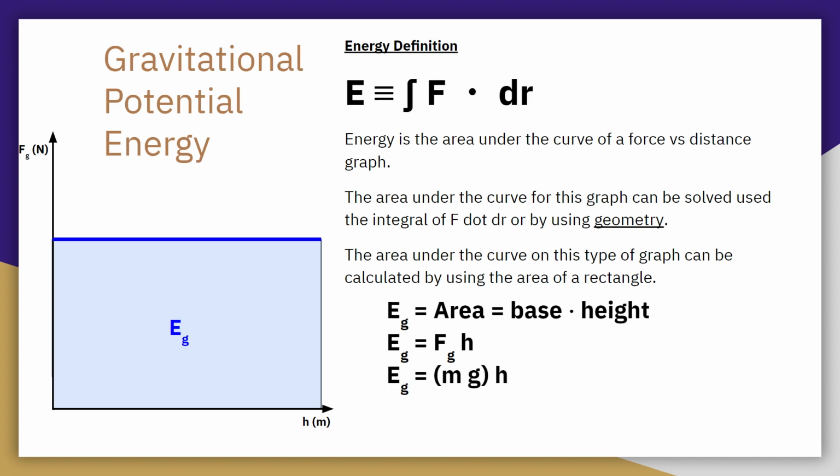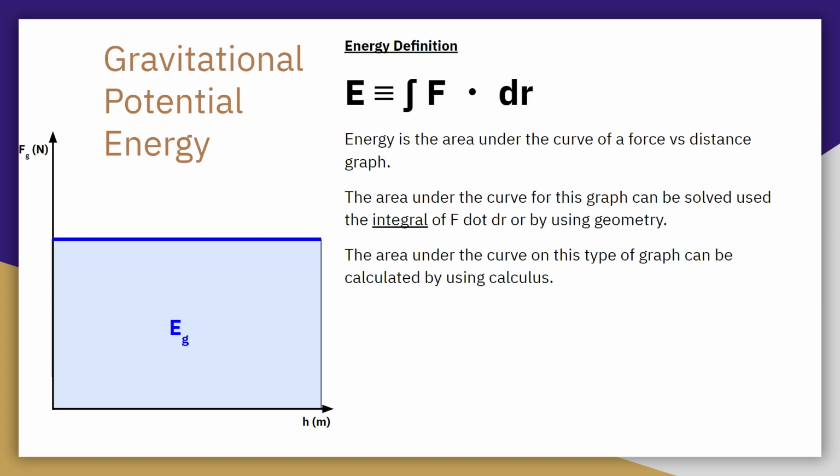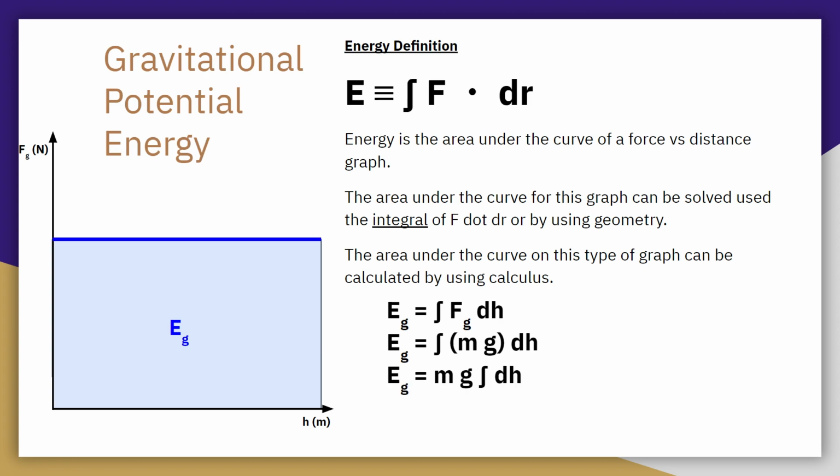The way that we solve for the force of gravity near the surface of the Earth is by taking the mass and multiplying by the gravitational acceleration. So our EG is equal to mgh. We can do the exact same thing using calculus. Our gravitational potential energy would be equal to the integral of Fg dh. Once again, Fg is equal to mg. We can take out those two constants, the mass and the gravitational acceleration. So when we integrate 1 dh, we end up with just h. So once again, our equation for gravitational potential energy is equal to mass times the gravitational acceleration times the height.